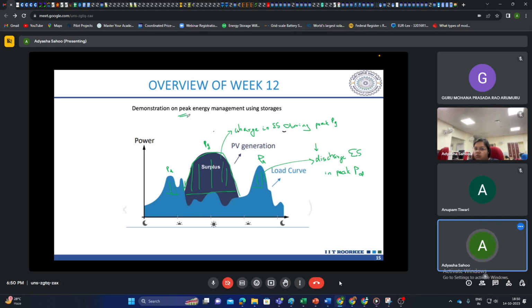If we don't do so, then it will lead to voltage problems in the system. Basically, during these hours, in the case of high PV generation, you will face over voltages, and during these hours of peak demand, you will be getting under voltages.